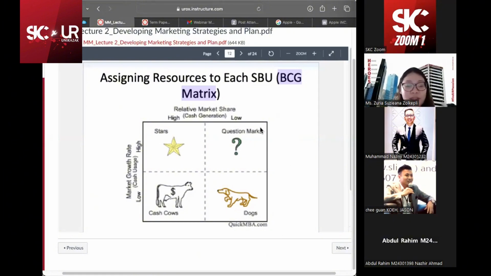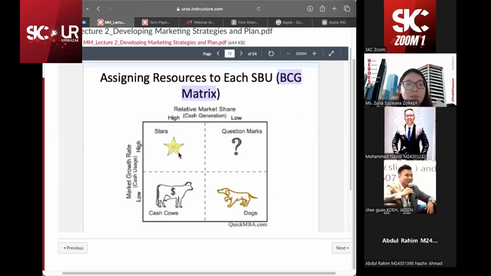However, you have to remember that the penetration is very low, right? So is it worth it? That's why it is called a question mark. Is it worth it to put more effort, or should we focus more on stars?